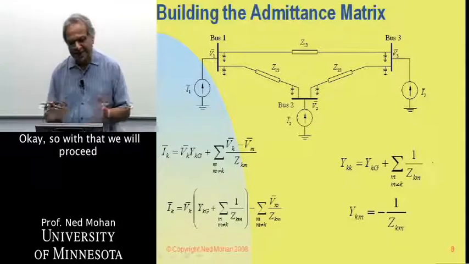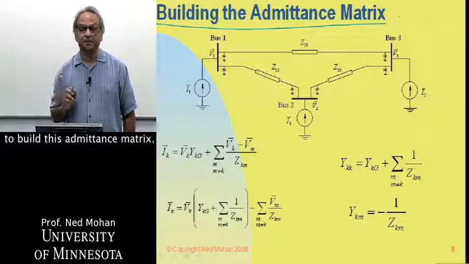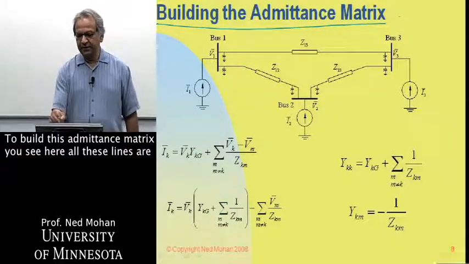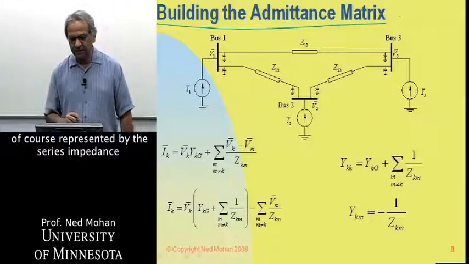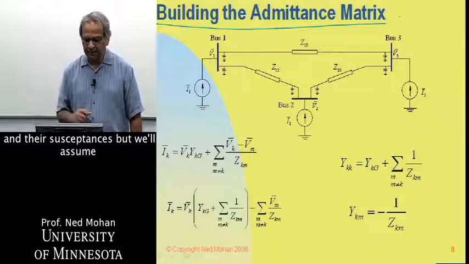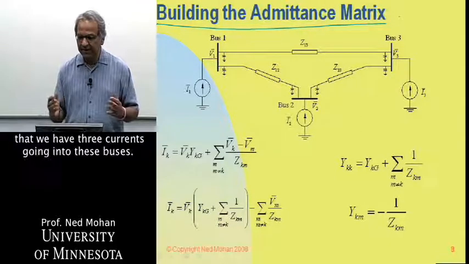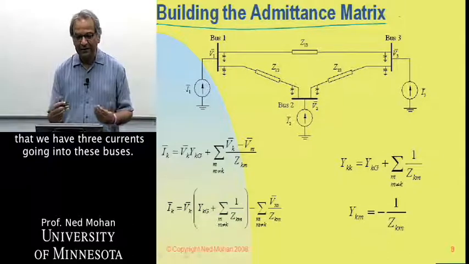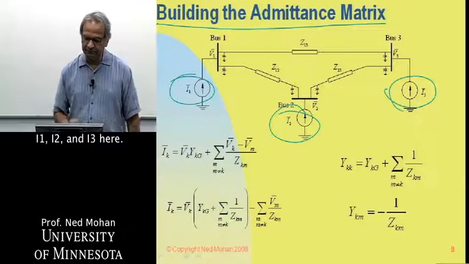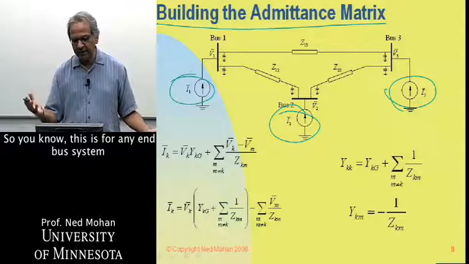Okay, so with that, we will proceed to build this admittance matrix. To build this admittance matrix, you see here all these lines are, of course, represented by the series impedance and their susceptances. But we will assume that we have 3 currents going into these buses, I1, I2, and I3 here. So this is for any n-bus system.